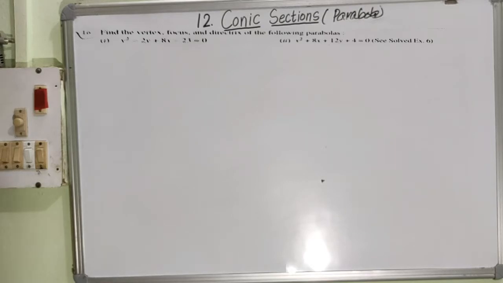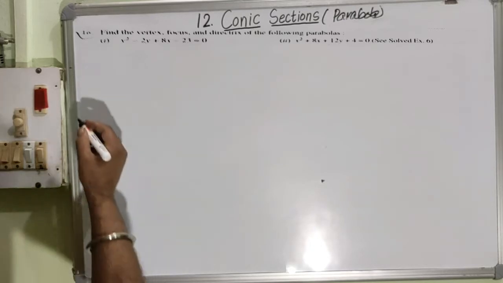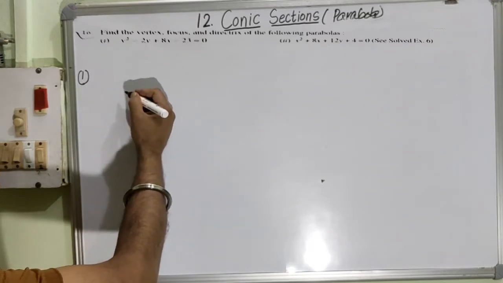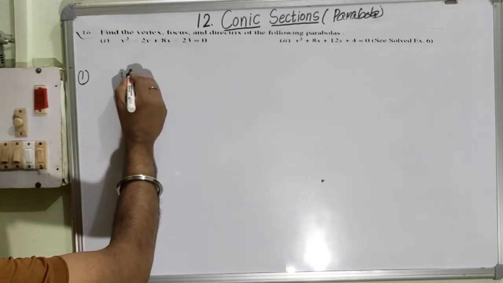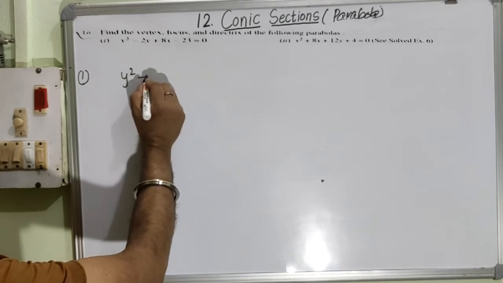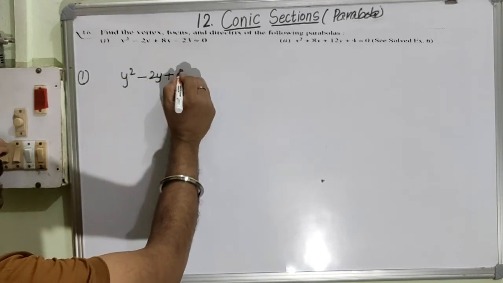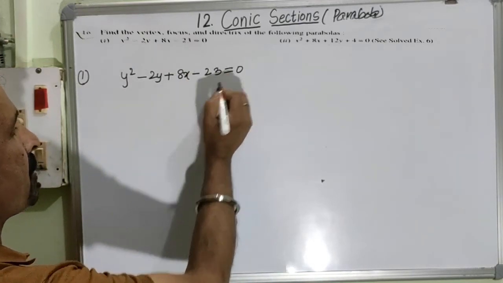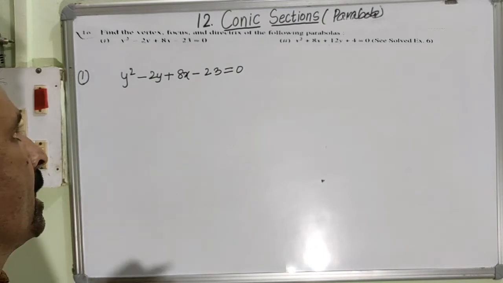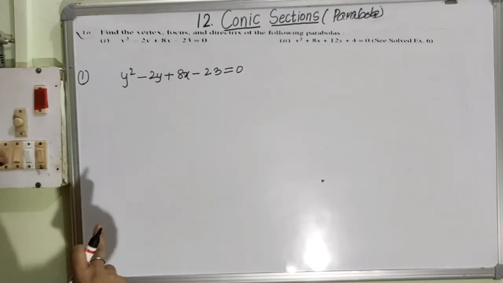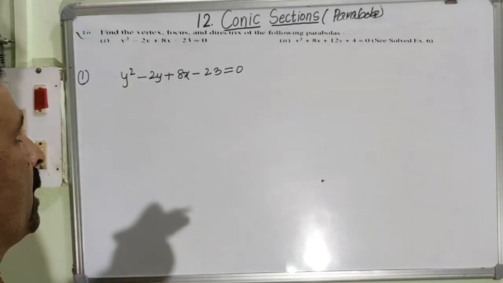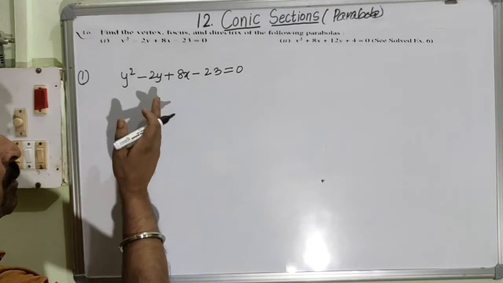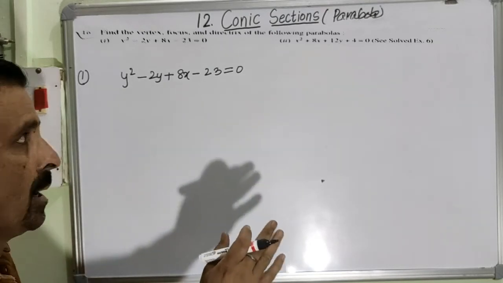First of all, we need to have the equation. We will write down the equation. This is the solution of Roman number 1. The equation we have is y square minus 2y plus 8x minus 23 is equal to 0. This is your equation, right? Now, we will first of all write down this equation in the vertex form. And for writing this equation in the vertex form, we will separate the x and y, right? We will keep y on one side and take all the remaining terms to the other side.